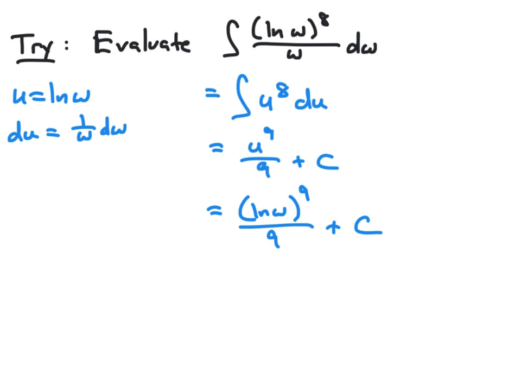So here we let u be the inside function of our composition, the natural log of w. Du is the derivative of the natural log of w, which is 1 over w dw. We substitute u and du into our integral to obtain the integral of u to the 8th du. The antiderivative of u to the 8th is u to the 9th over 9. And substituting back to our original variable of w, we find that the integral is equal to the natural log w to the 9th power all over 9 plus our arbitrary constant c.